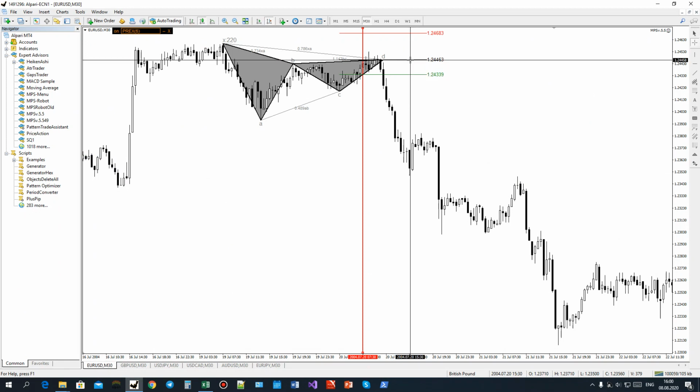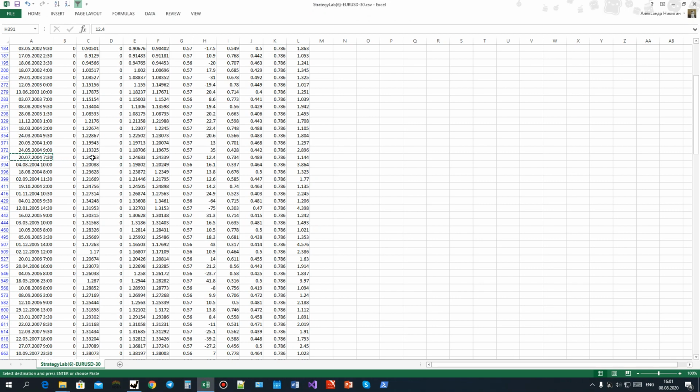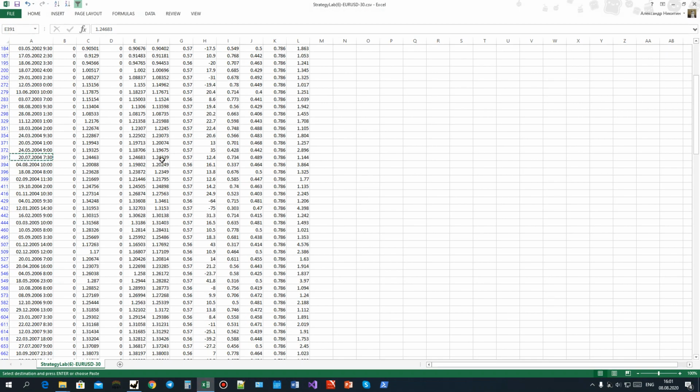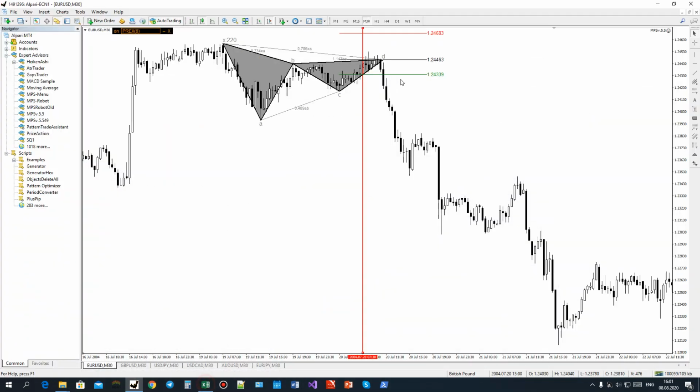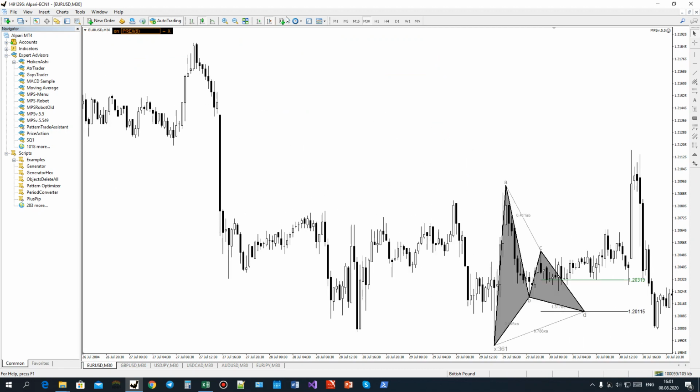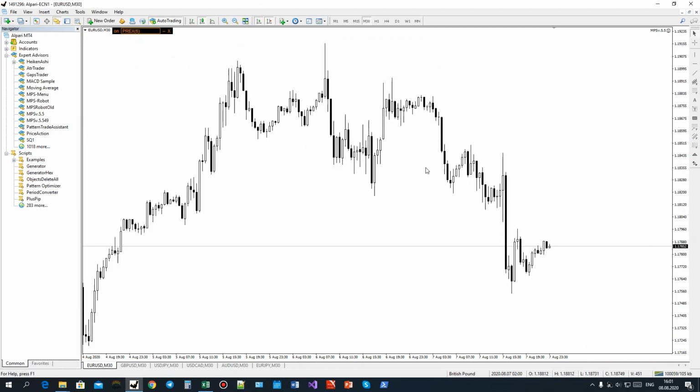We can set this to check it. Okay, 12.3. The entry was 24.46.3, the stop loss 24.68.3, and the target was 24.33.9, so it exactly coincides. Okay, well, hope you understood the way it works.